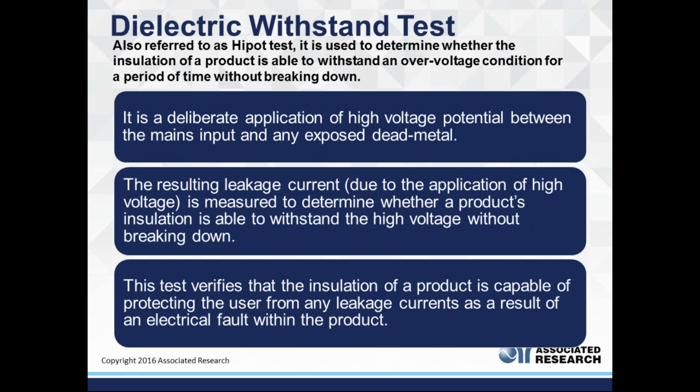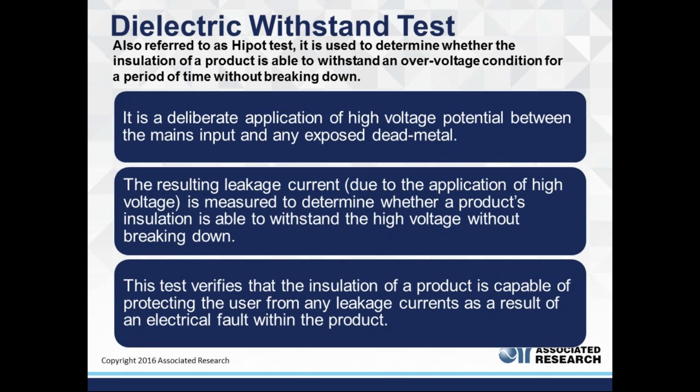Now our Hipot test, which is the most popular test, by that I mean most ran, most performed, also called a dielectric withstand test. It's used to determine whether the insulation of a product is able to withstand an overvoltage condition for a period of time without breaking. So again, just like your ground bond test, in the fault condition where your current is no longer going to your line or neutral and all leaking to your ground circuit, what happens if you're no longer running at 120 volts and something happens where you're at an overvoltage condition?